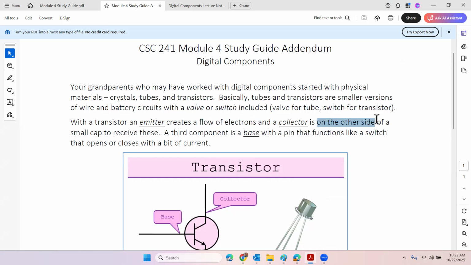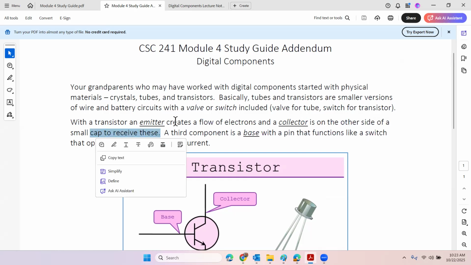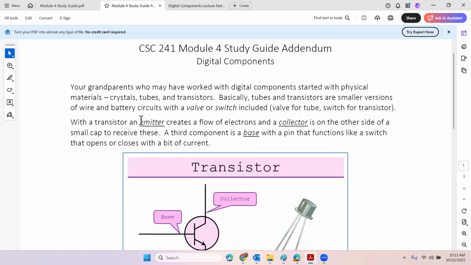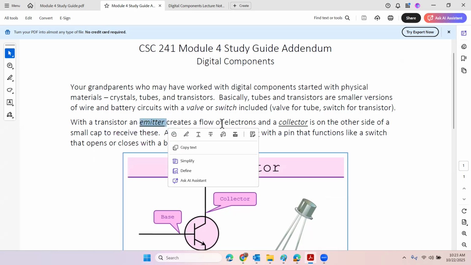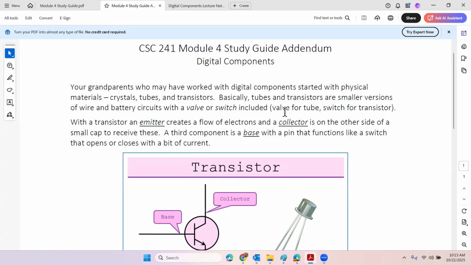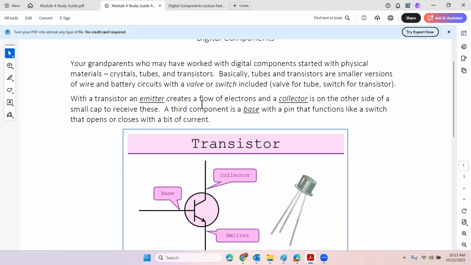The collector is on the other side of the small gap to receive the electrons. So it's basically explaining that the emitter is what generates the flow of the electrons. The collector is what receives them on the other side. But then there's this other component in the middle that controls the flow on or off like a switch.